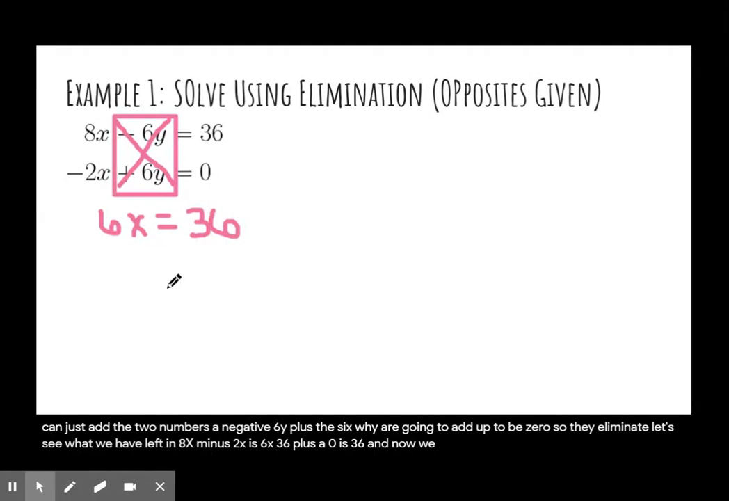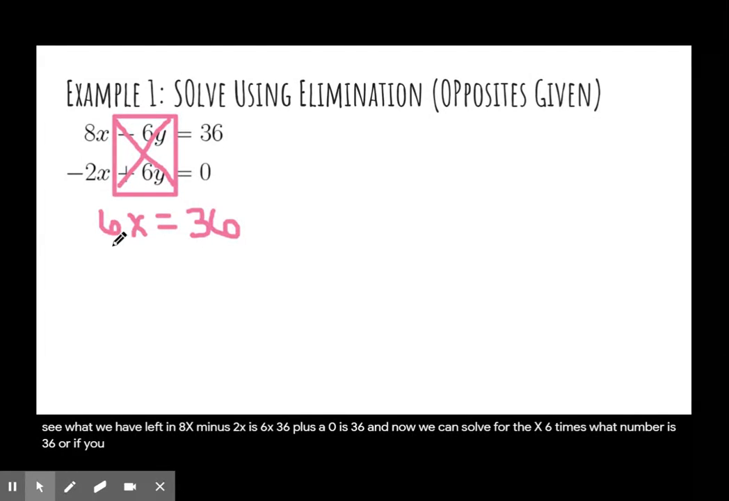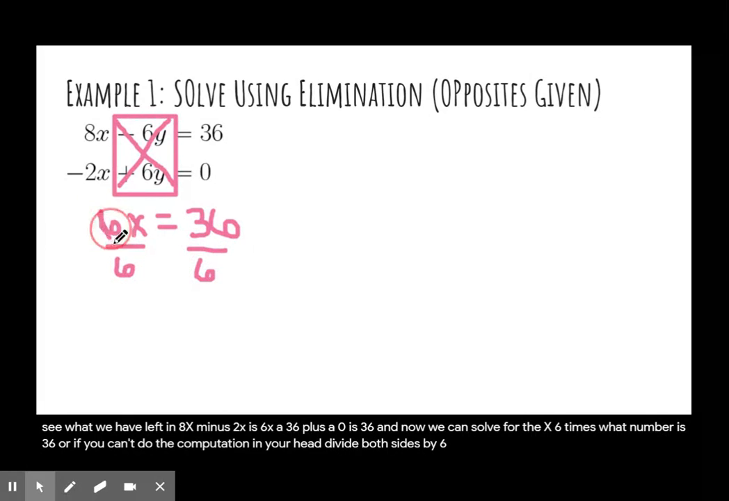And now we can solve for the x. 6 times what number is 36? Or, if you can't do the computation in your head, divide both sides by 6. And you get that the x value is going to be 6.